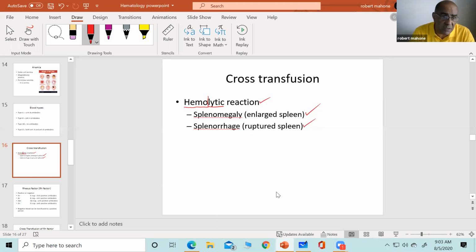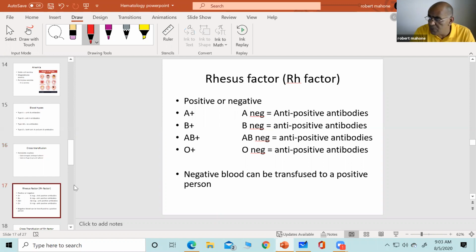So this is a big deal, y'all. We don't just go slamming blood into people. A hemolytic reaction can happen in the first 15 minutes of the transfusion and could kill the person. Okay. So cross transfusions, we really need to be on top of this process, making sure that we're not cross transfusing somebody. It can kill them. The RH factor we mentioned, you either have it or you don't. If you have it, you are positive. If you don't, you are negative.